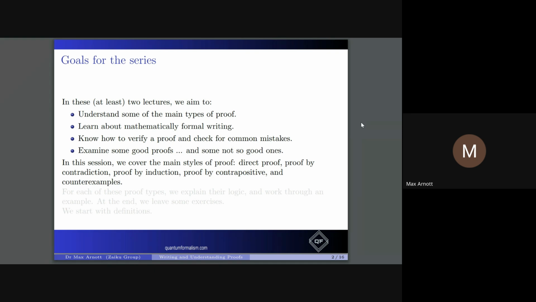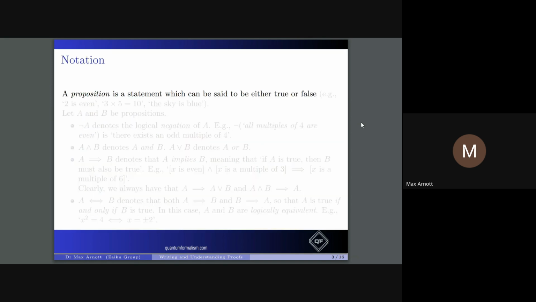So today the main types of proof that we're going to discuss are direct proof, proof by contradiction, proof by induction, proof by contrapositive, and counterexamples. For all of the proof types, we're going to explain the logic behind them. We're going to work through an example. And at the end of the session, we'll have some exercises for you so you can print screen and do them later. And as usual, we start with just definitions.